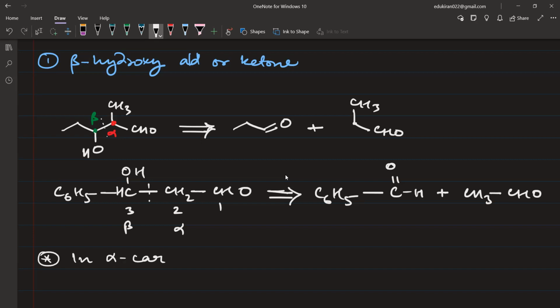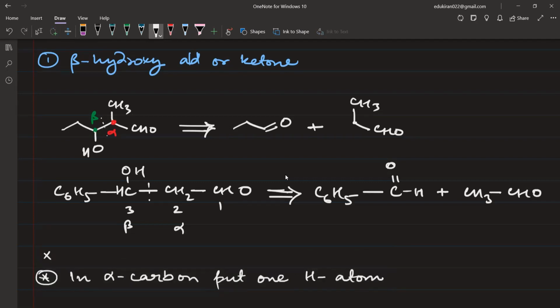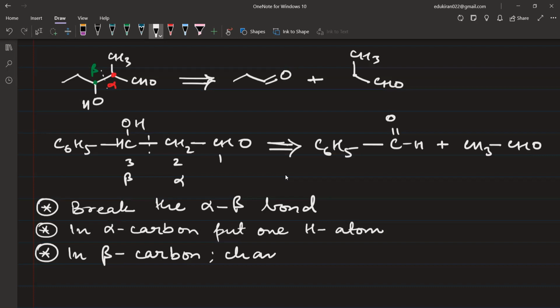In alpha carbon, put 1 hydrogen atom. Before that, first break both. Break the alpha beta bond. After that, put one hydrogen on alpha. In beta carbon, change COH to C double bond O.